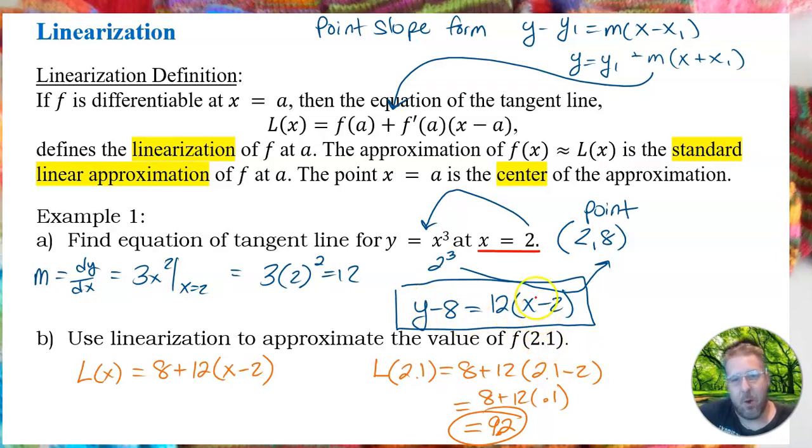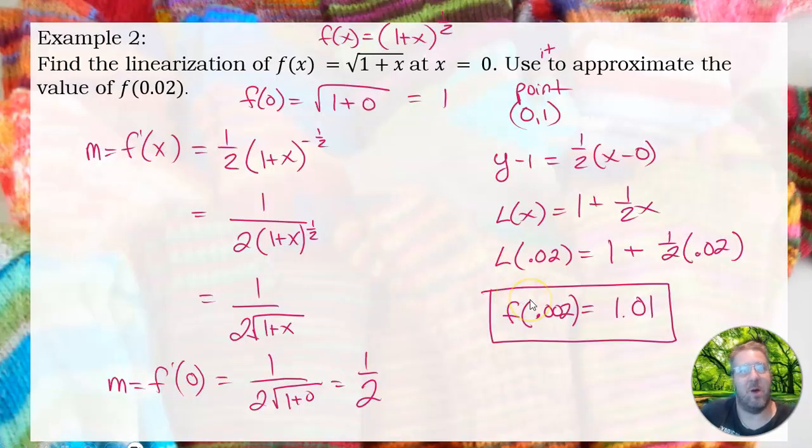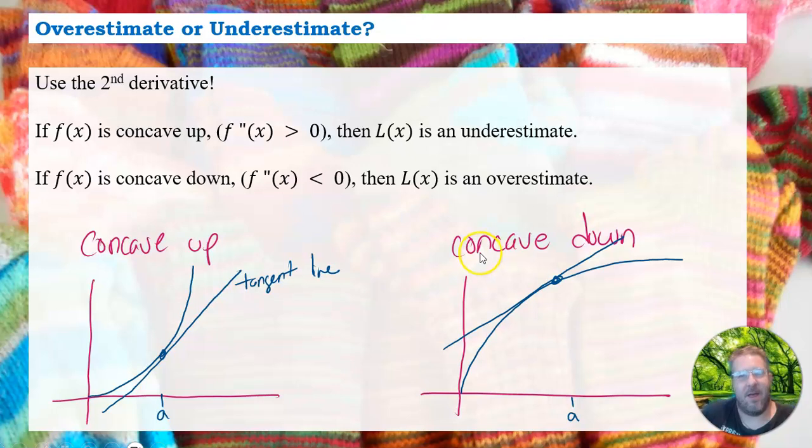So if I plug 2.1 in for x right here, and you can see I did the math, 0.1 times 2.1, and then add that to the 8, and you get 9.2. So it's going to be about 9.2 at 2.1, which is slightly higher. That makes sense, because x cubed goes up, so it should be increasing. So it's a little bit higher than 8, which is what it was at 2.